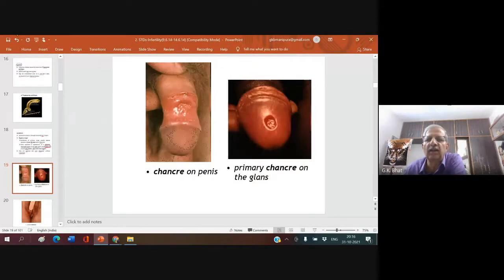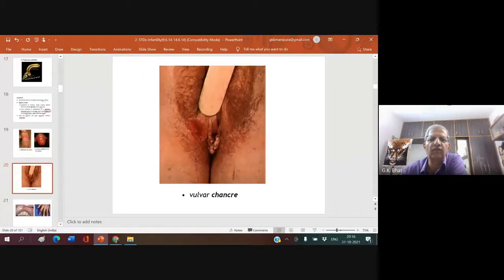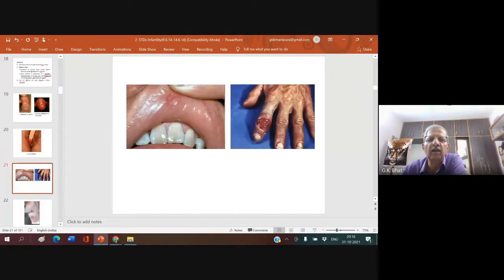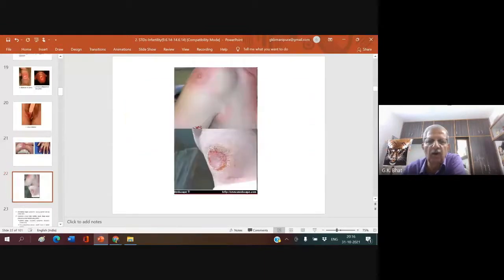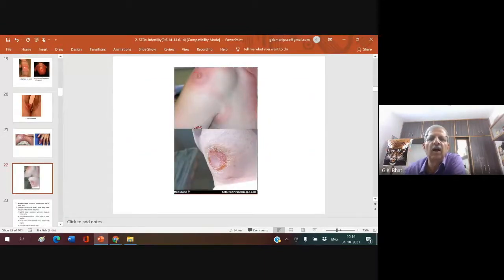So this is what I have. The wound in the glands, chancre in the glands. This is what I have, the chancre on the penis region. So you can see that this is the vulvar region of the woman. See, vulvar chancre. And even one may get this chancre on the digits, or even on the inner side of the lips, or even on the armpit area. Right? These are all chancres, painless sores.